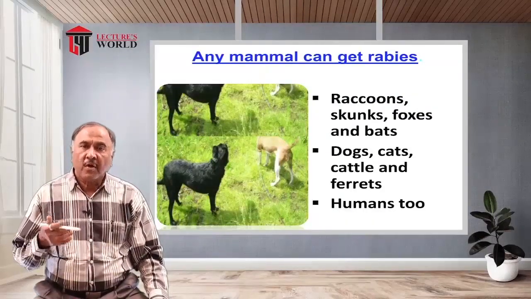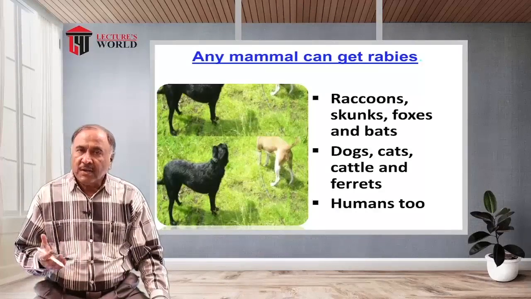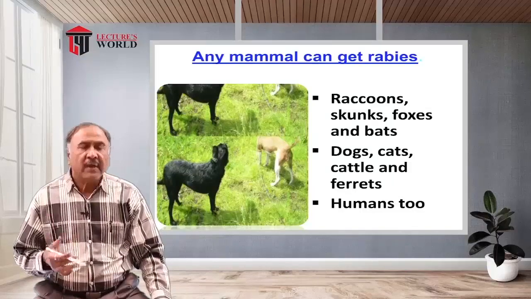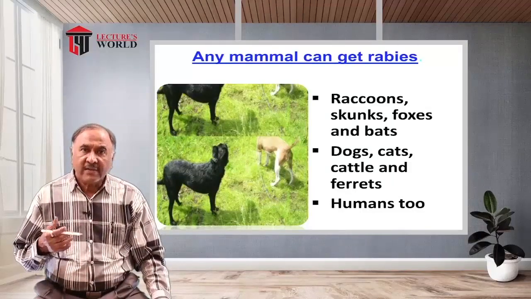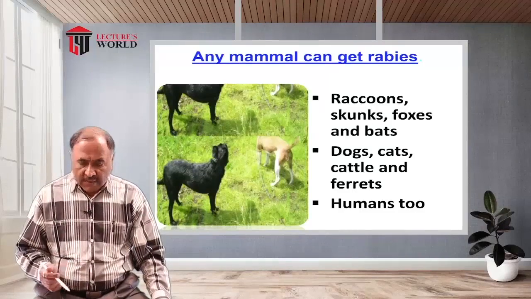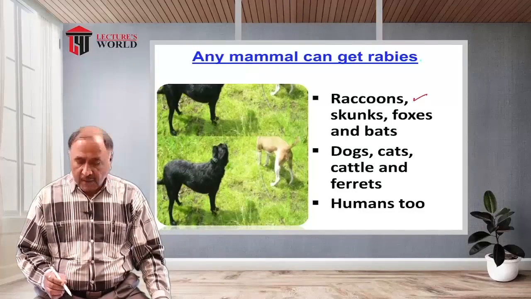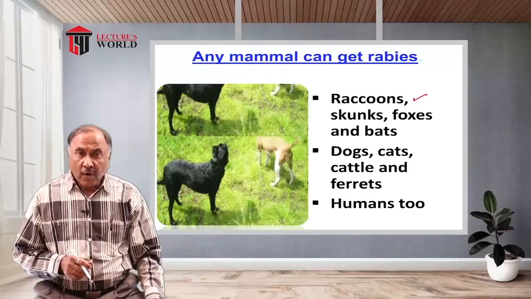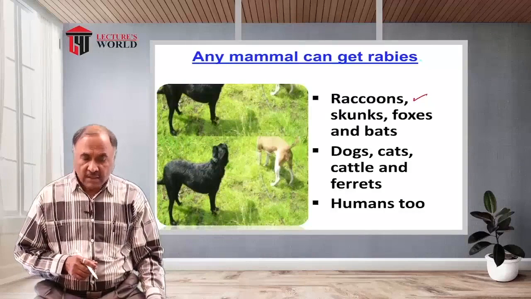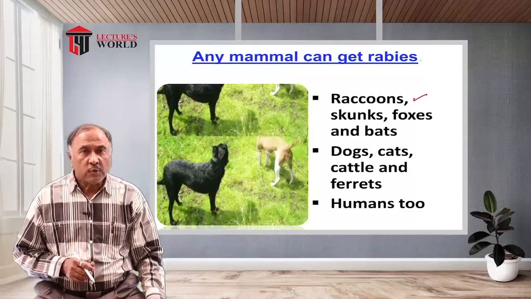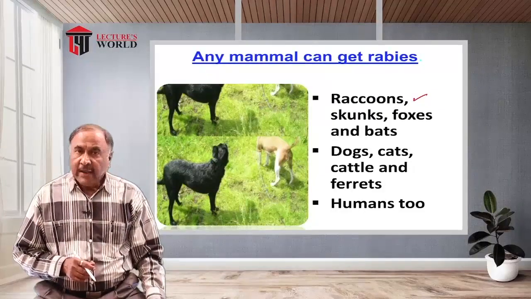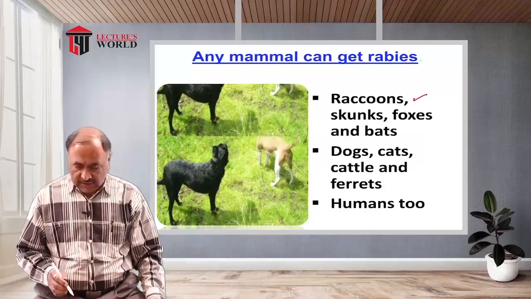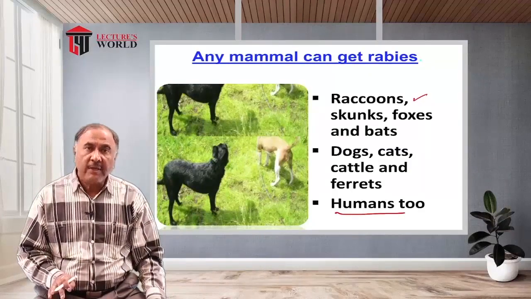Of different mammals, one can say that any mammal can get rabies. That is, any mammal can get this disease. Examples are raccoons, skunks, foxes, and even bats. Dogs, cats, cattle, and ferrets are also among the animals. And among other species, the human being is one who can be infected.